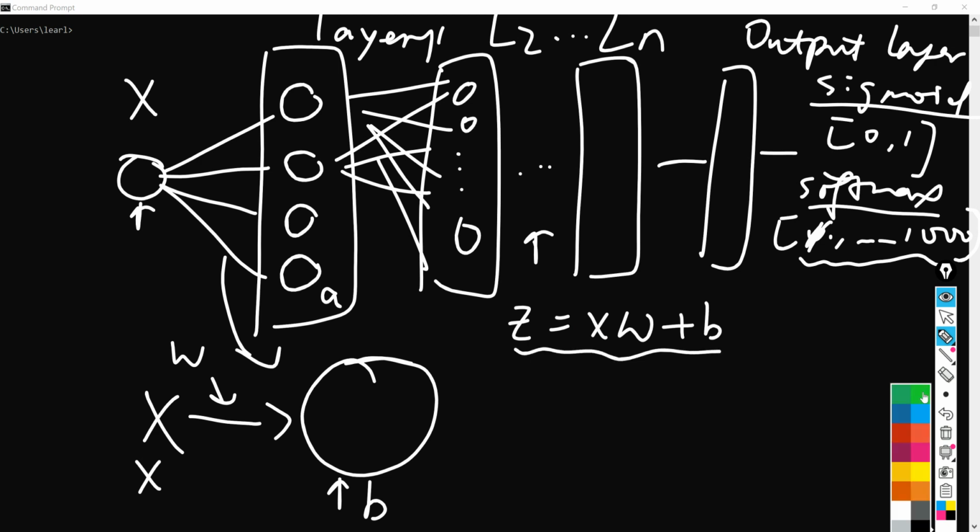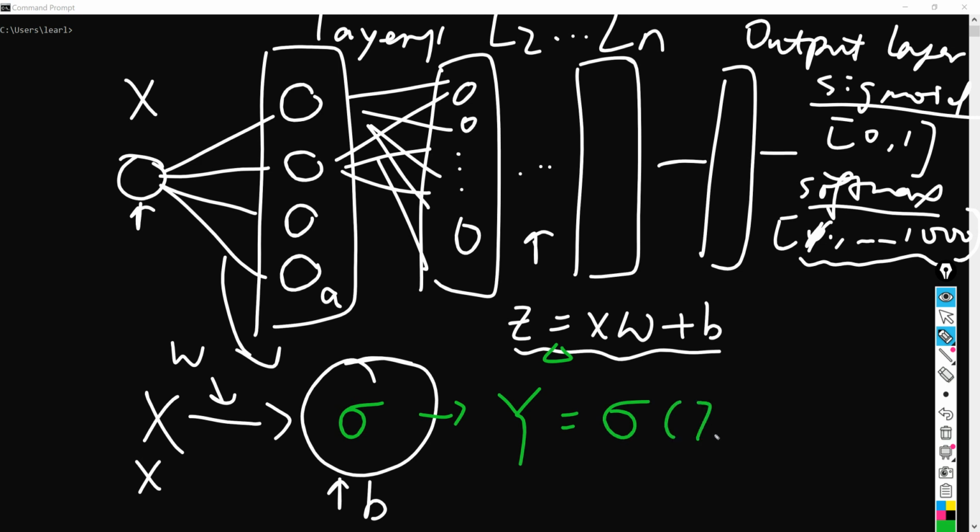But next is where the activation function really works. Here, for example, I have an activation function that is sigma. The activation function will do something with z and get an output. Let's say output y equals sigma function of z. This is how it works, and it will output an output y.